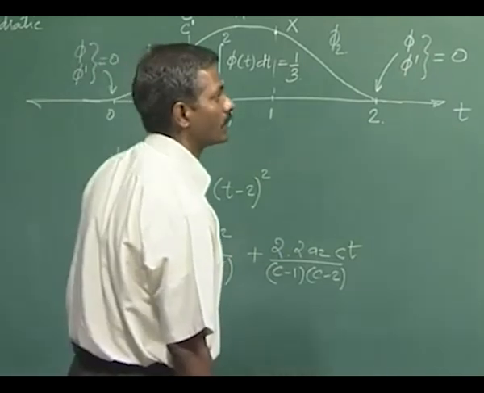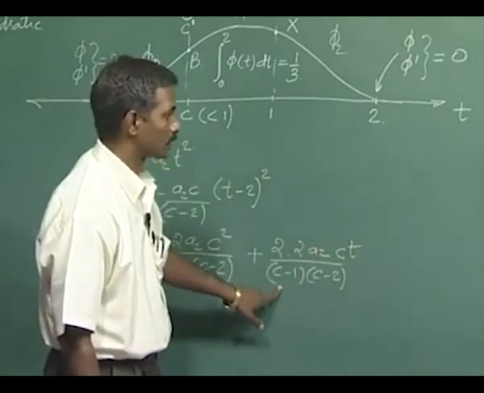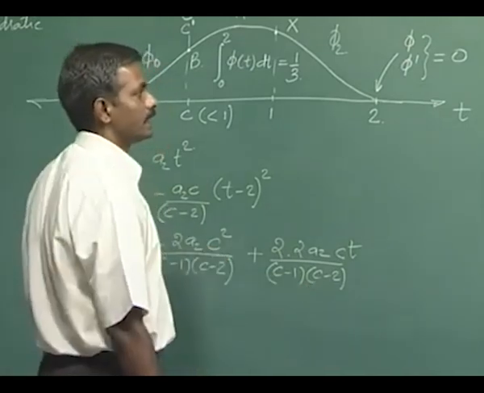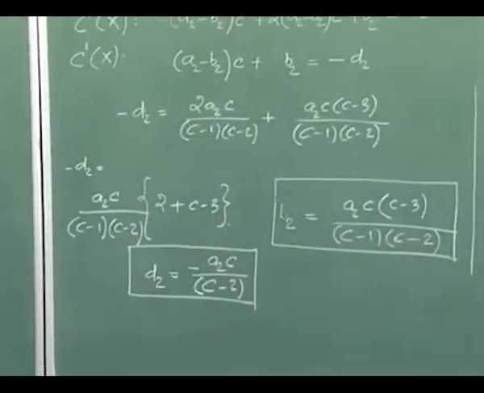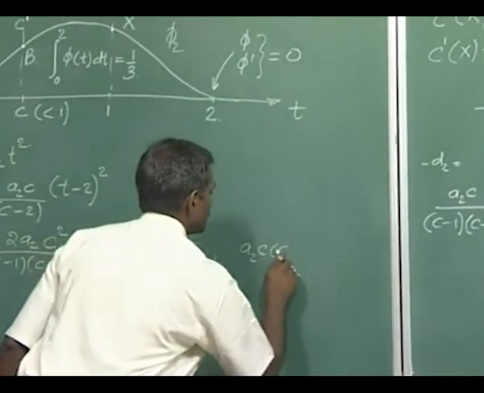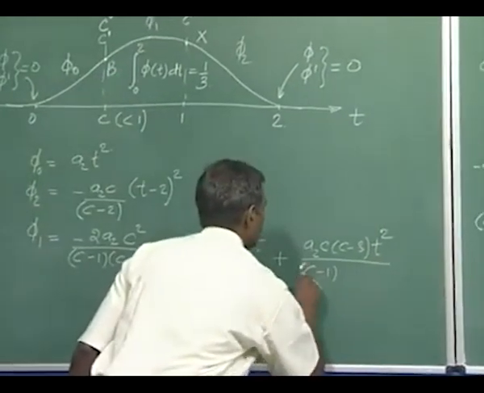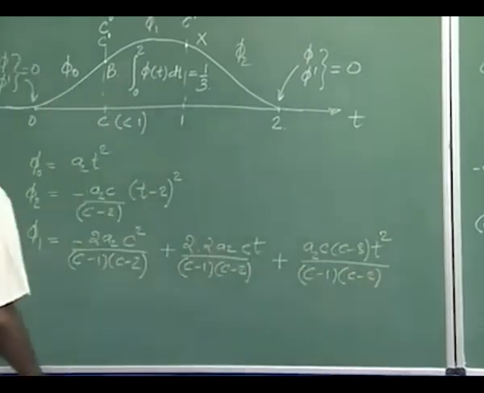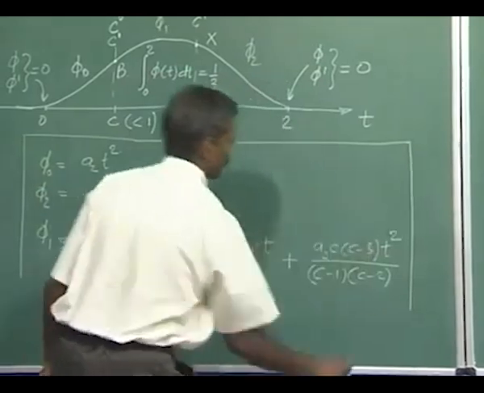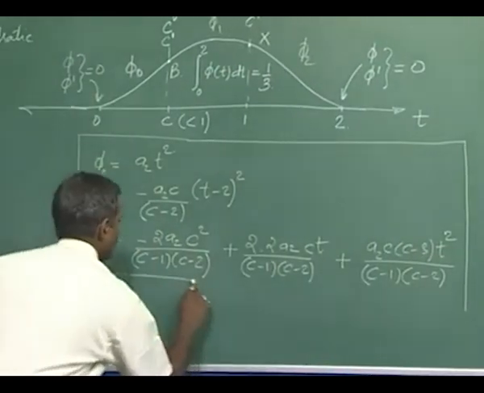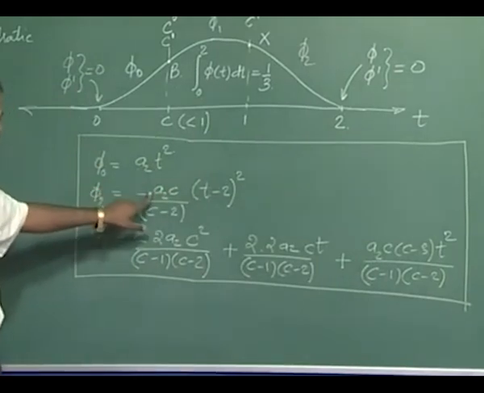Let me see if I got all terms over here. So 2 times CT, and then A2 minus B2 is 2 A2 over C minus 1 over C minus 2. Seems okay. Plus B2, we have B2 right here, A2C, C minus 3, T squared over C minus 1, C minus 2. So far, so good. We have all phi's, which by themselves are pure quadratic polynomials in t in terms of a single unknown A2.